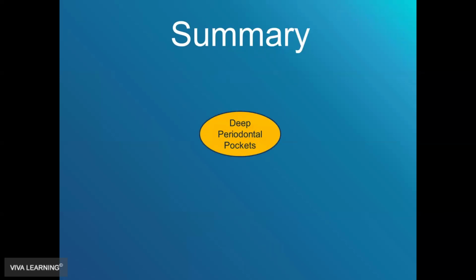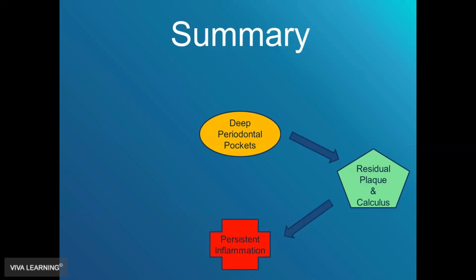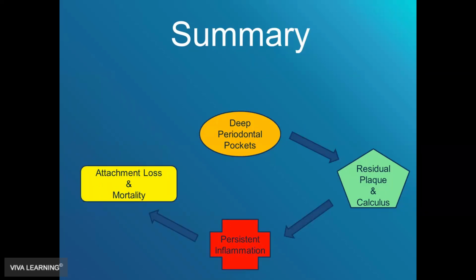So in summary, deep periodontal pockets put the patient at risk for residual plaque and calculus that leads to persistent inflammation, more attachment loss, and increased mortality. That makes the pockets even deeper and harder to clean. And this is just this vicious circle here. Where we need to intervene really is the deep pockets.